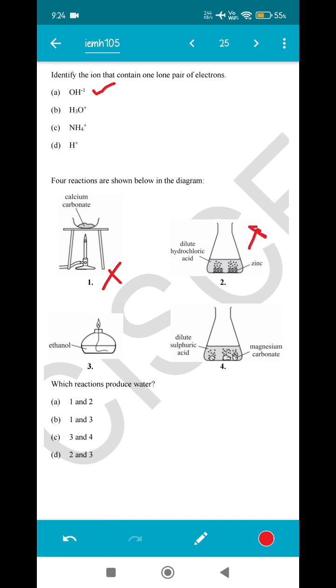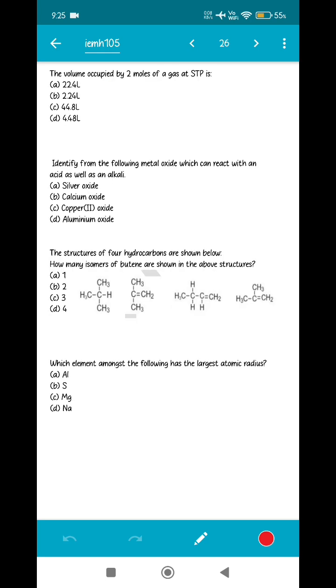Now coming to the third one, ethanol, when it is burnt. We know ethanol is an alcohol, and when any organic compound is burnt, it is going to produce carbon dioxide and water. So option number 3 can be a correct answer. Also, dilute sulfuric acid is reacted with magnesium carbonate, that is a metal carbonate, we are going to get a metal salt, water and carbon dioxide. So option number 4 is also correct. So the correct answer is option C, option number 3 and 4.